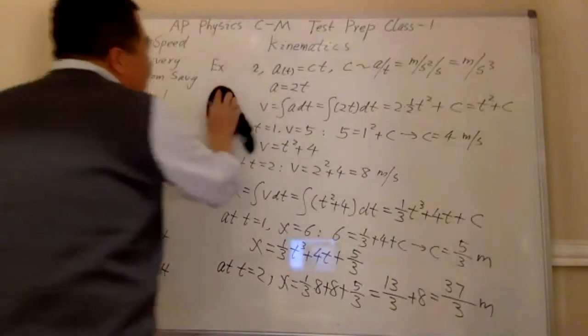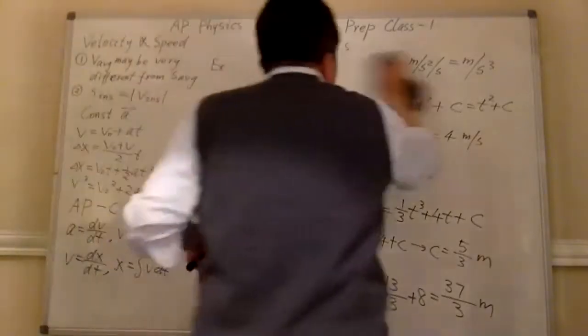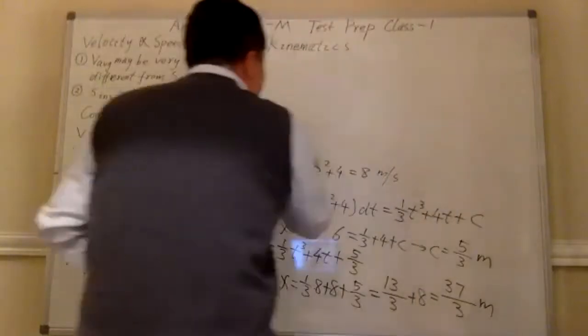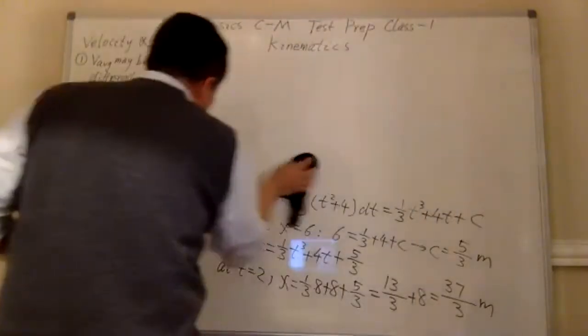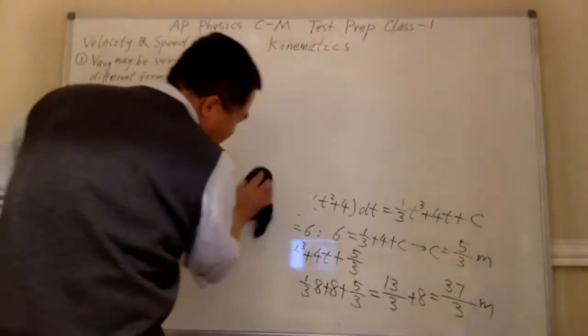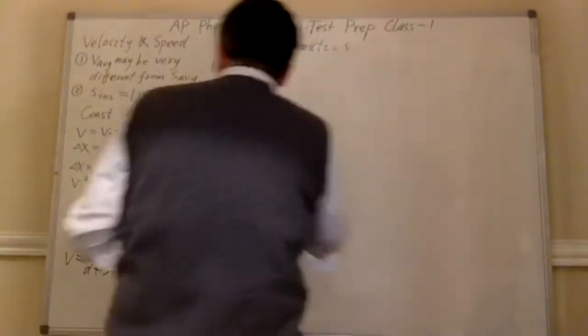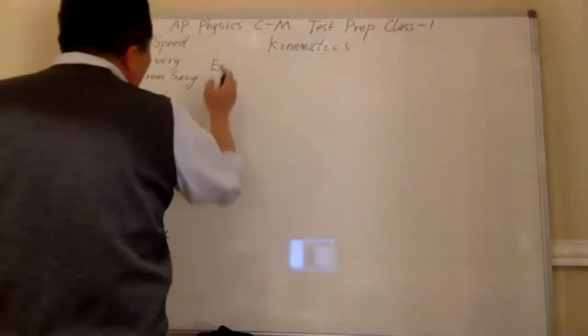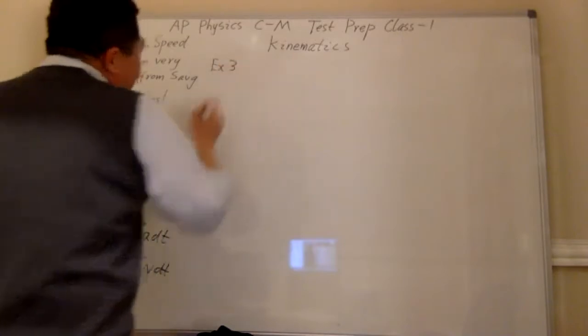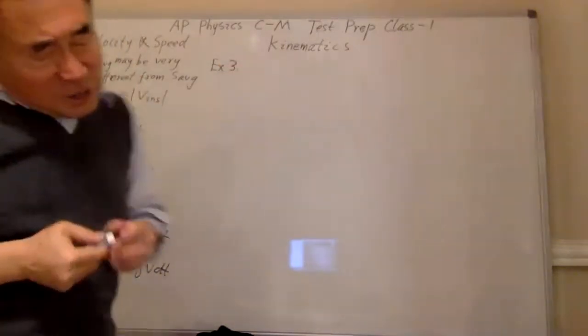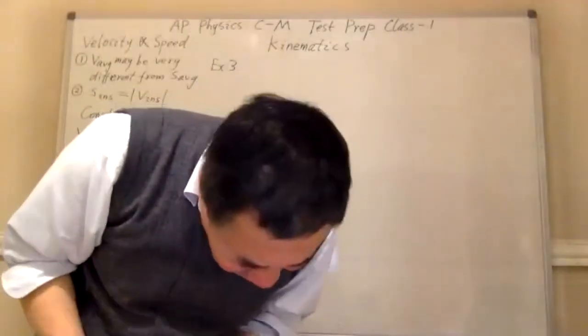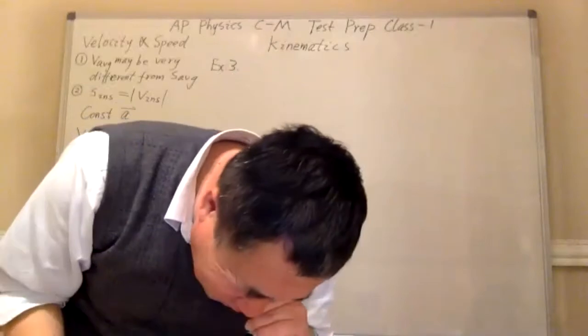Example 3 is graphing, so what are we going to do? We said example 3 deals with graphing things. This one is hard. Honestly speaking, it's noisy, it's hard.